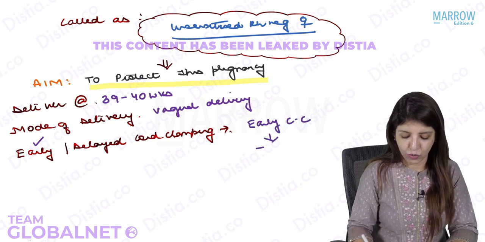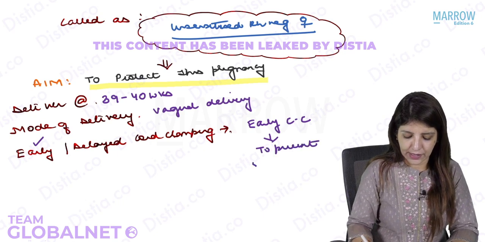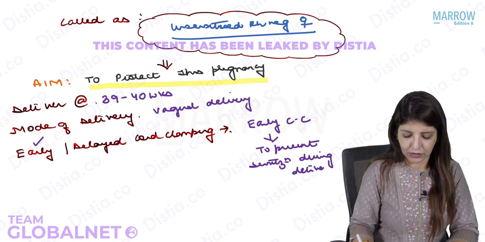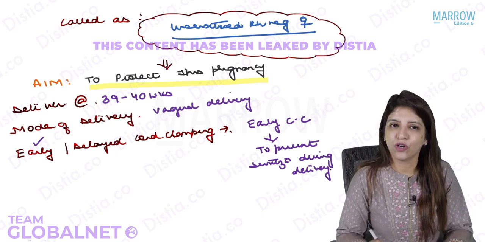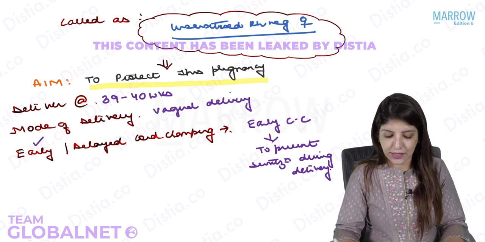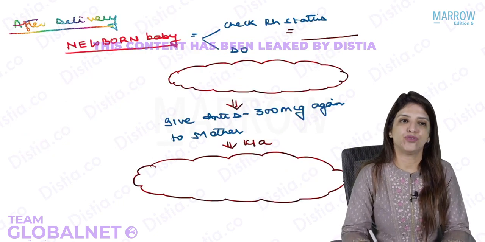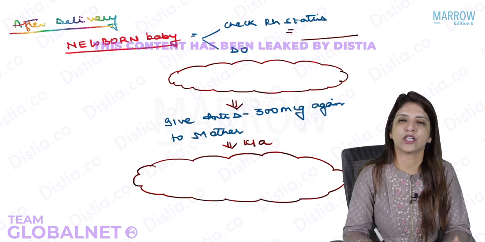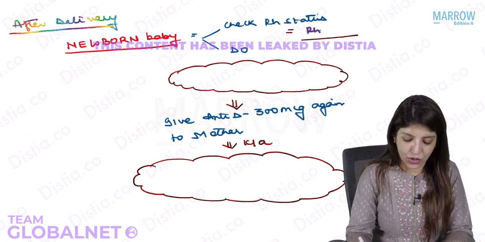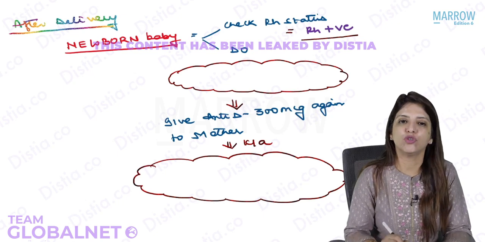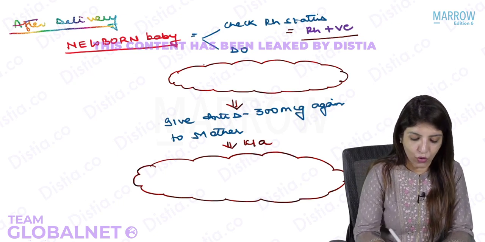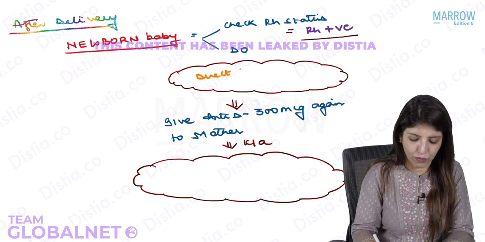Why early cord clamping? To prevent sensitization during delivery. Right? Clear to all of you till here? Now, once this female has delivered, what I'm going to do is check the Rh status of the newborn. If the newborn is Rh positive, I am going to now do a direct Coombs test. This direct Coombs test is done on the newborn's blood.